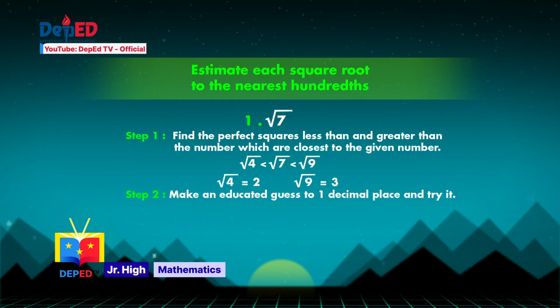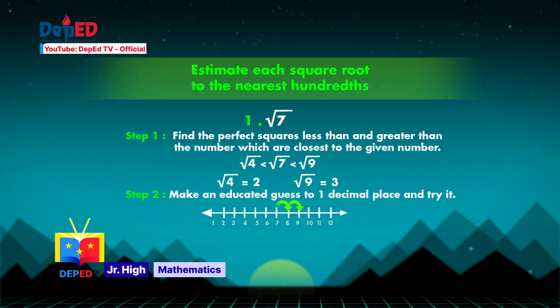Step 2. Make an educated guess to one decimal place and try it. 4 is 3 units from 7, while 9 is 2 units from 7. From here, we know that 7 is closer to 9 than to 4. So, the square root of 7 must be closer to 3 than to 2. Based from this, we can say that the decimal should be greater than 0.5.